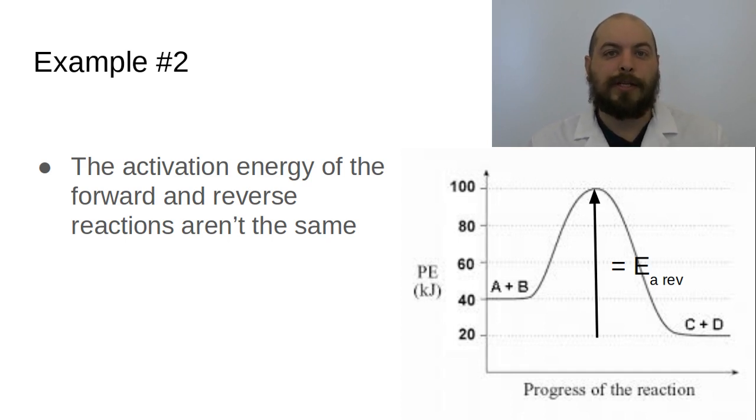So if you look at the difference between potential energy of reactant and transition state in the forward direction, it's going to be less than the potential energy difference between the reactants of the reverse direction, which would be on the right side here, and the transition state there. So be aware, even though the magnitude of my delta H stays the same, the activation energy does not.